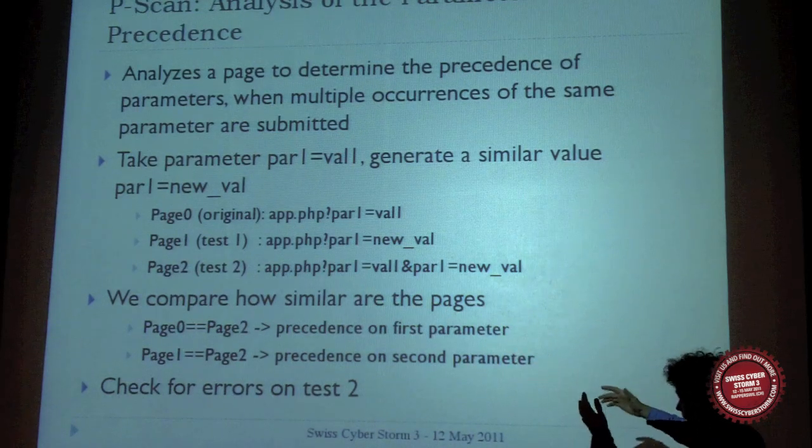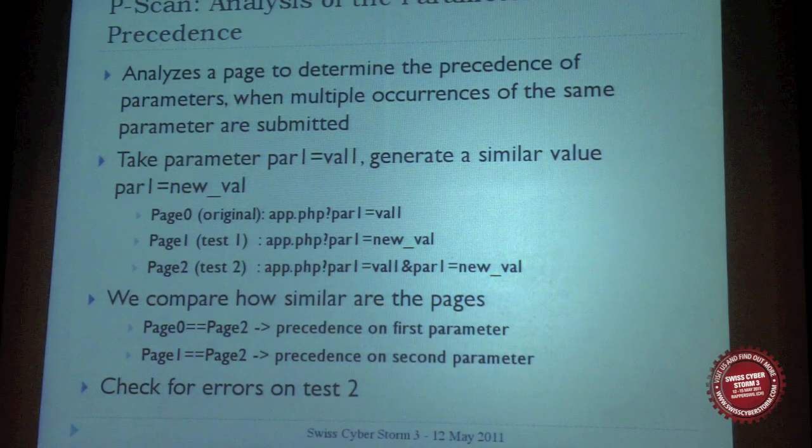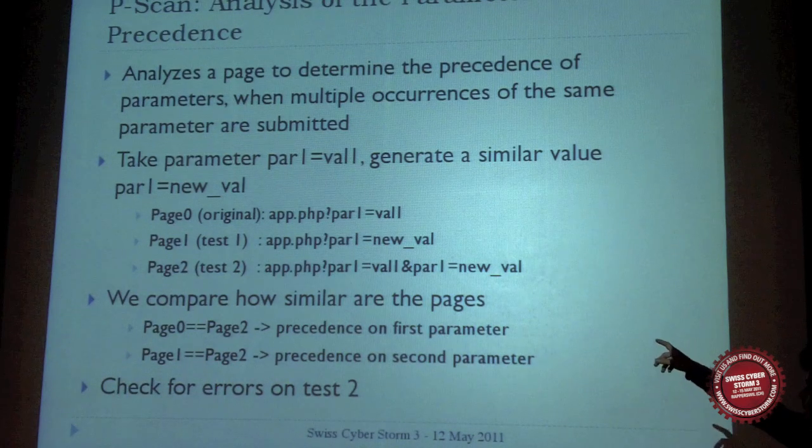It compares the pages that are returned by the application when these tests are run, using some heuristics that I don't want to explain here, but I give you a reference to a white paper. Actually, we are able to see whether the application accepted the first parameter or the second one.